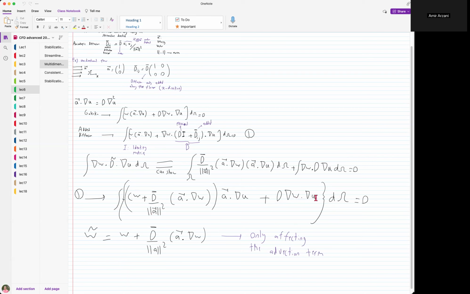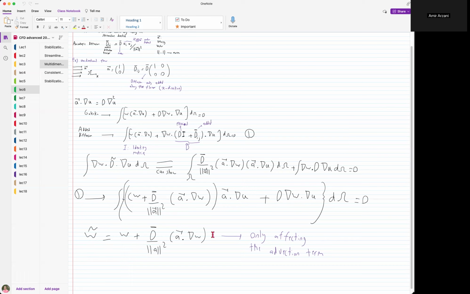You can see the regular typical diffusion term that we have in our weak form remains the same. This is based on the physical diffusion coefficient. And then we have our A dot grad u term, the typical advection term. But instead of being multiplied by W, our weight function, this is now multiplied by a modified weight function, which I call W tilde. So essentially, in the weak form, the diffusion term is the same, but for the advection term, my weight function has been modified.